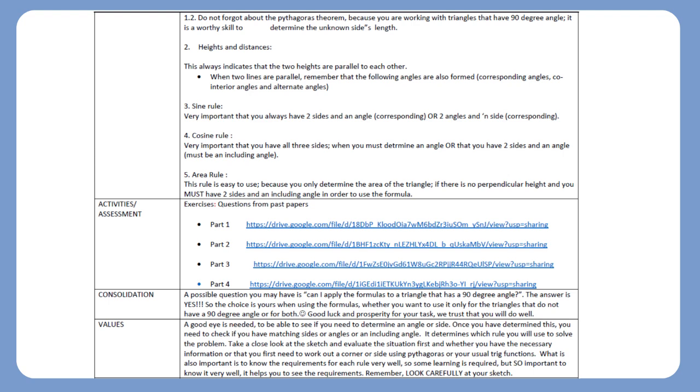Very important that you have all 3 sides when you must determine an angle, or that you have 2 sides and an angle, which must be an including angle. 5. Area rule. This rule is easy to use because you only determine the area of the triangle if there is no perpendicular height and you must have 2 sides and an including angle in order to use the formula.